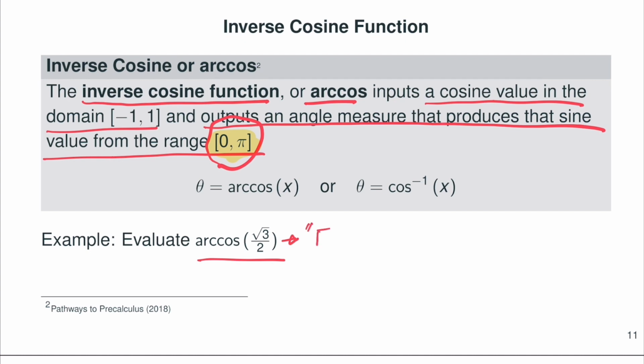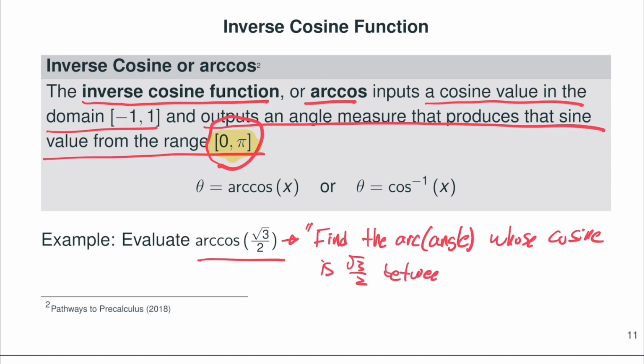So let me write this. Find the arc, or we can call it angle, whose cosine is √3/2.